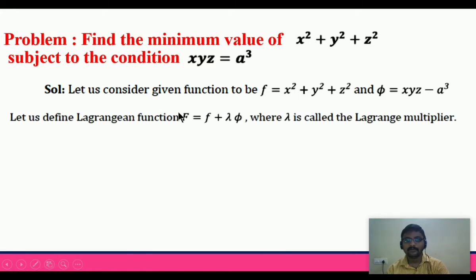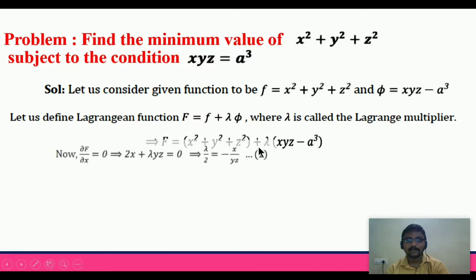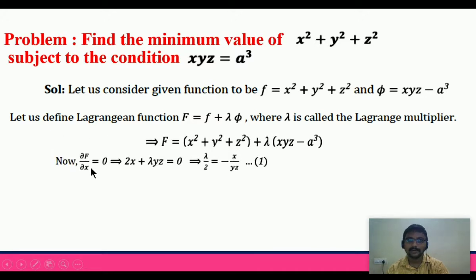Now first we have to form the Lagrangian function, which is given by capital F equals small f plus lambda phi, replacing the above function and phi. So we will have capital F is x square plus y square plus z square plus lambda into phi. But what is the phi here? Xyz minus a cube. Here lambda is called Lagrange's undetermined multiplier. Now we have to obtain three equations, that is dou F by dou x equal to 0, dou F by dou y equal to 0, and dou F by dou z equal to 0.